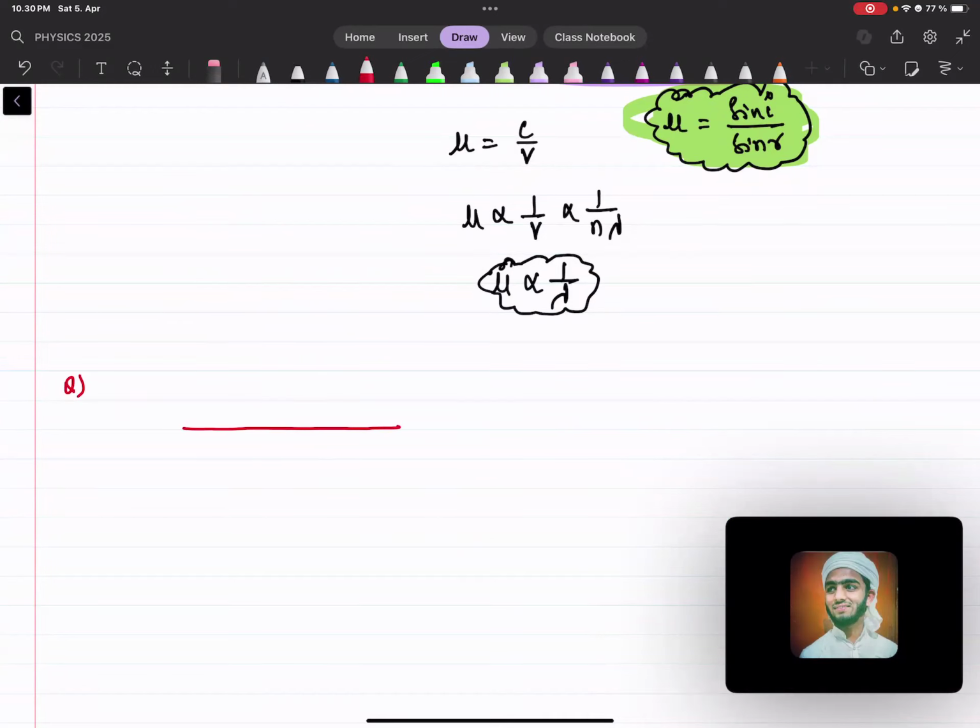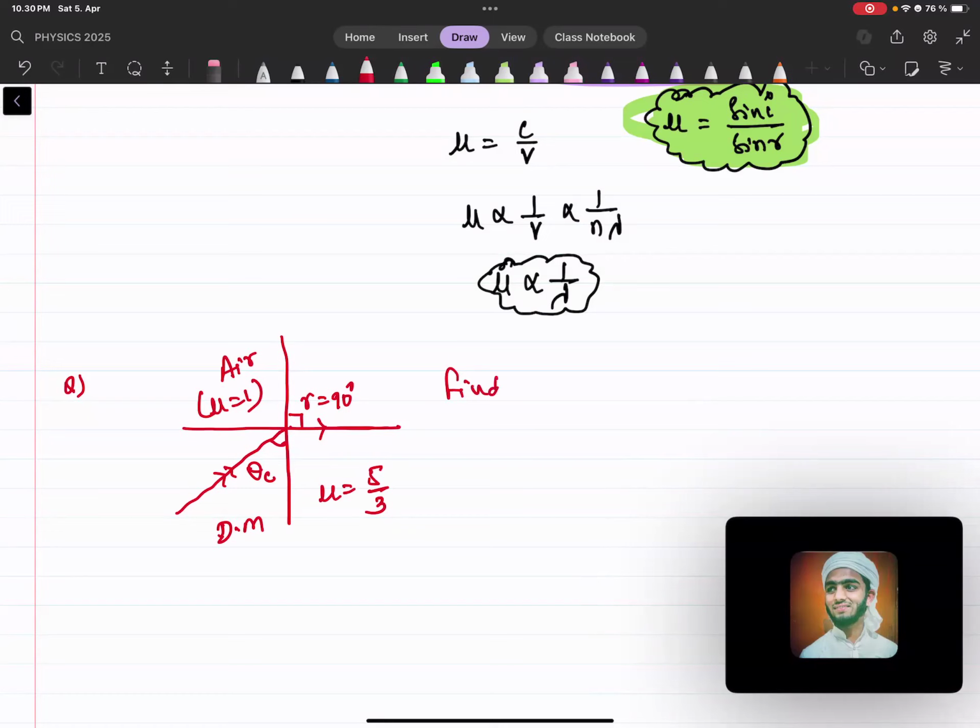See this question, everyone. This is your surface. This is your normal. A ray of light is going here right now. This angle is right now the critical angle, and it is getting refracted here. So the angle of refraction is equal to 90 degrees. This one is air. For air, refractive index is equal to 1. And it is denser medium. For denser medium, refractive index is equal to 5 by 3. So now find critical angle. Anyone? Theta C will be equal to how much?